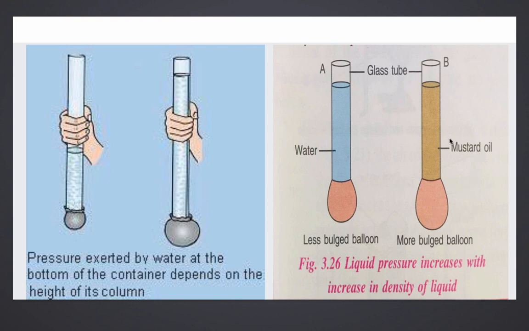Second one, which is having mustard oil. The B container results in the expansion or the bulging of the balloon more because the density of mustard oil is more as compared to water. So whichever liquid will have more density will exert more pressure. Clear this? So this is the conclusion. Liquid pressure increases with increase in density of liquid.